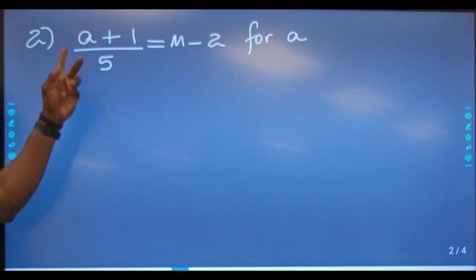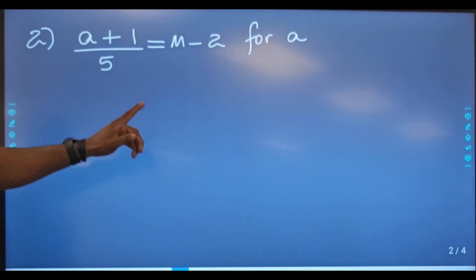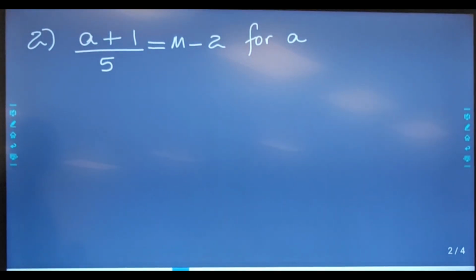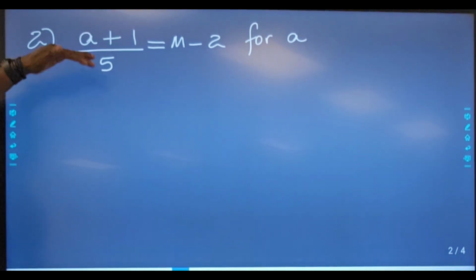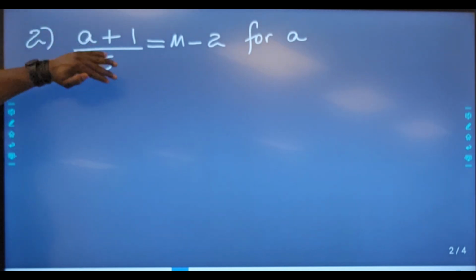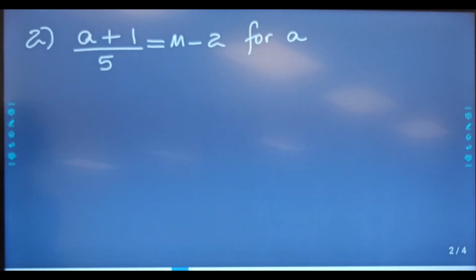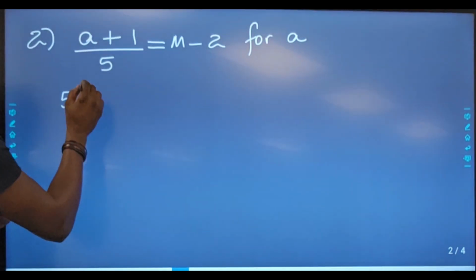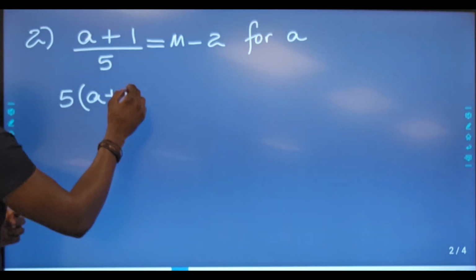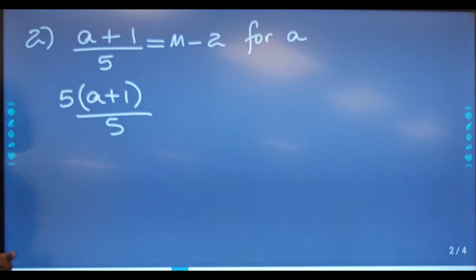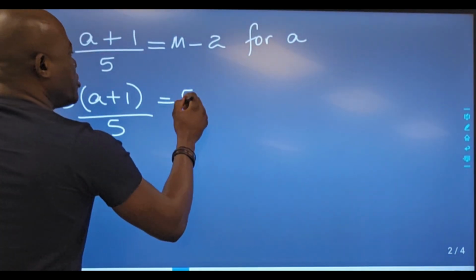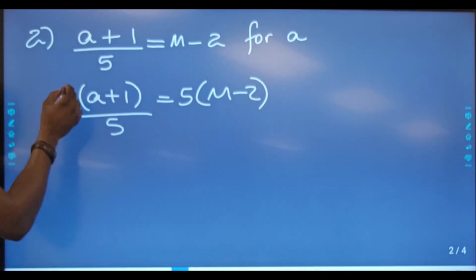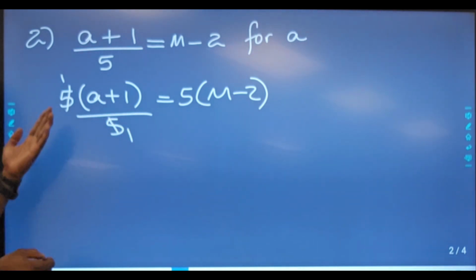So in this case, we have a plus 1 all over 5 is equal to m minus 2 for a. This means that a must be isolated. Because I'm seeing a fraction here and a is directly affected by the fraction, I'm going to get rid of the 5. So I'm going to multiply, because the inverse of division is to multiply. So I'm multiplying 5 to the left side here, which means that I must multiply 5 to the right side as well. We did it because 5 into itself is 1, so it is able to cancel here.